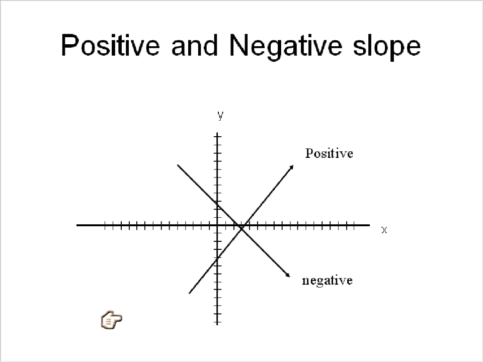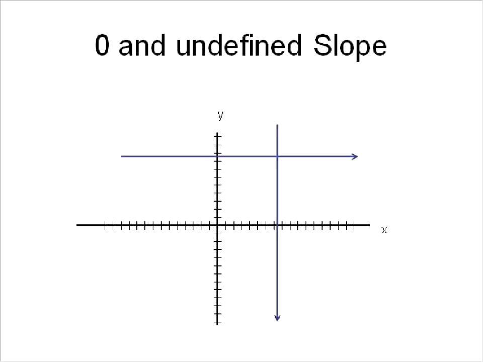So a positive slope when you're moving left to right is going up, and a negative slope when you're moving left to right is going down. There are 2 other types of slope. A line that just doesn't go up or down is called a zero slope. All right, this is zero slope.